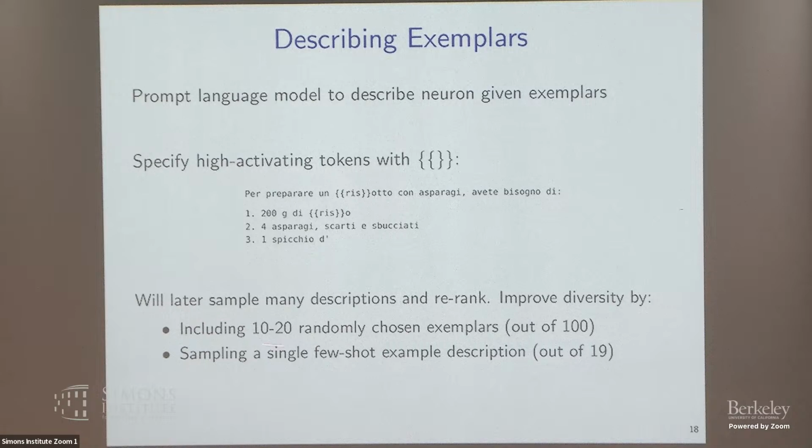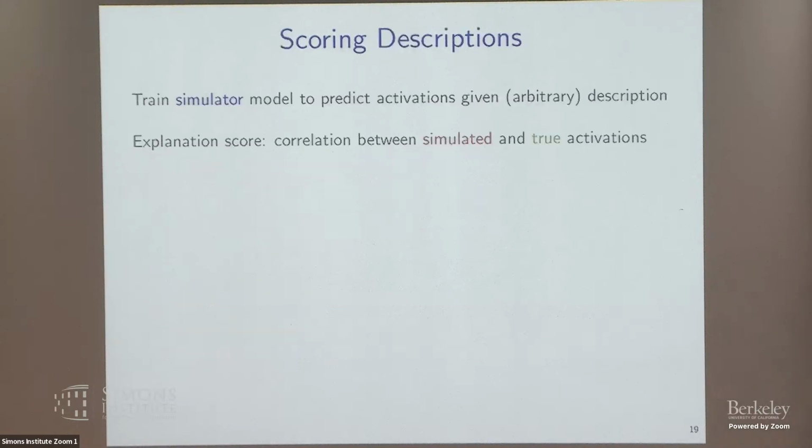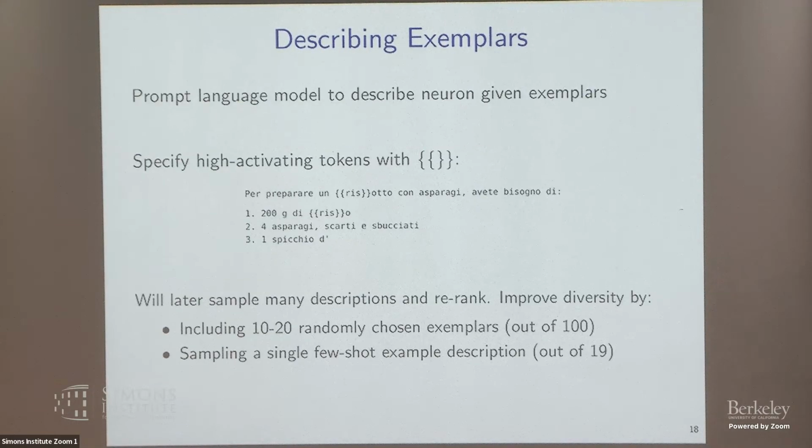So we take 10 to 20 randomly chosen exemplars out of a pool of 100. Also, you might want to do few-shot learning. It turns out that to get the most diversity, you want to do one-shot learning. Two-shot is worse than one-shot. So you also use a random few-shot example. These are just tricks that end up being important to get things to work well.